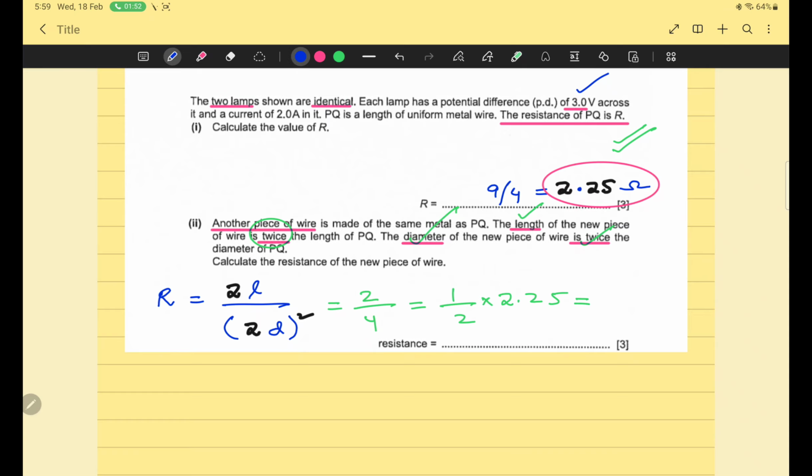If you solve this by calculator, it will be 1.125, or it can be rounded up to 1.13 ohm. So these kinds of questions we have already solved, in which length is doubled and diameter is doubled. Overall resistance is reduced to 1 upon 2, so the total resistance of the new wire becomes 1.13.